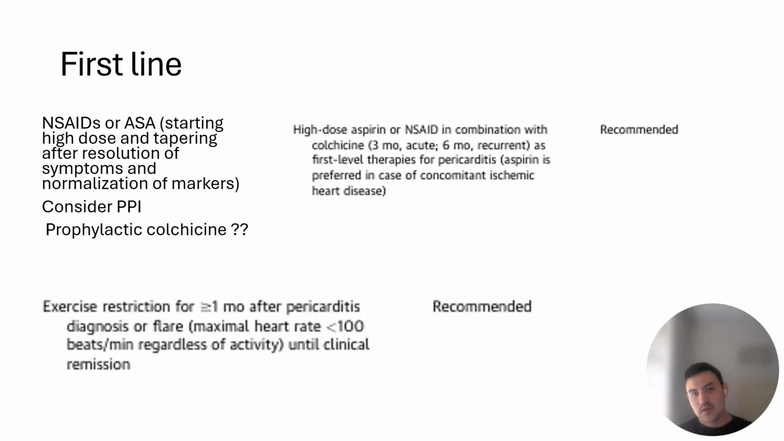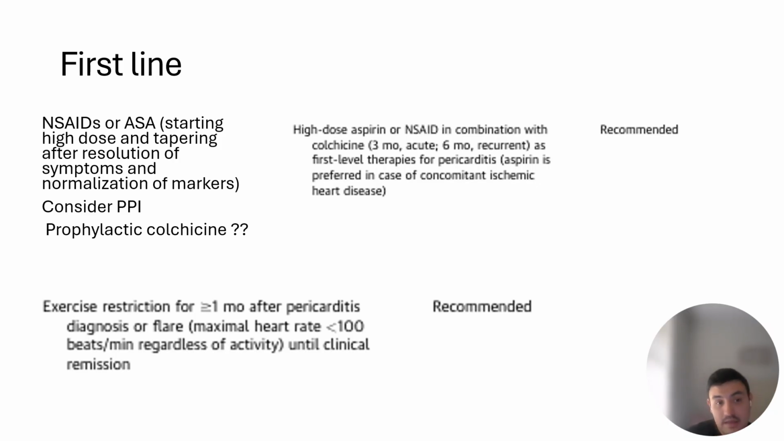So the first line that we're going to use with a patient with acute pericarditis is always colchicine. For 3 months if it is acute, 6 months if it is recurrent. Then NSAIDs or aspirin. And we're going to start with a high dose and taper after the resolution of the symptoms and normalization of markers. If you are going to use NSAIDs or aspirin, consider PPIs, like pantoprazole, as prophylaxis. For colchicine, it's not well defined, so the guidelines don't touch base on this. Whether it is recommended or not.